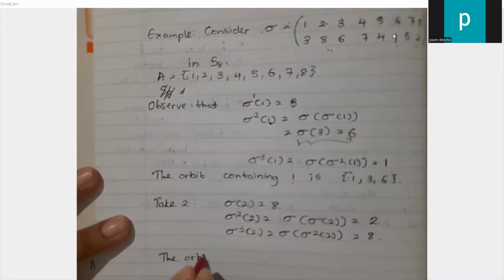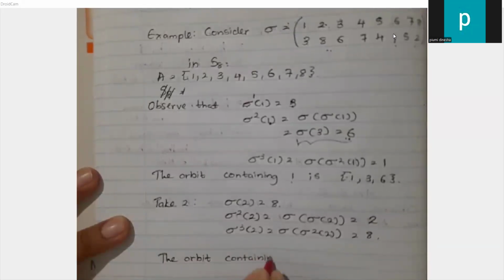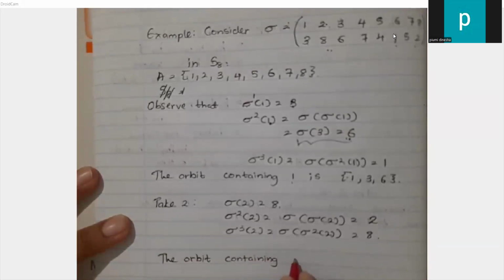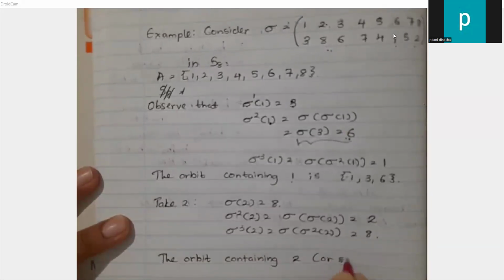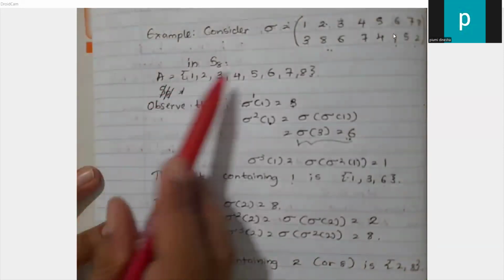The orbit containing 2 or 8 is simply the set 2, 8. If you look at A, we have up to 8 elements. We've gotten 2 distinct orbits, right? With respect to 1 and 2 over here. One containing 3 elements, 1, 3, 6. The other containing 2 elements, 2, 8. So let's pick one element in A, which does not appear in either of these sets.